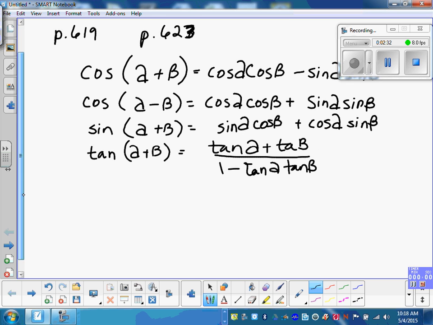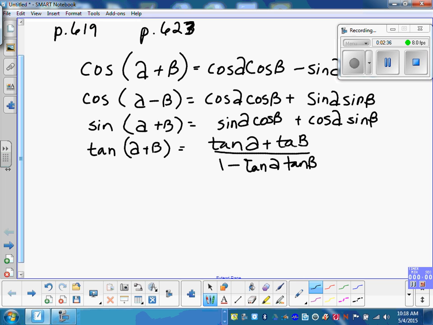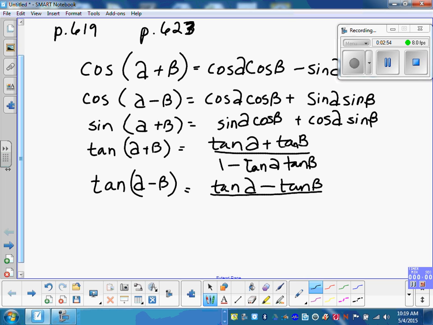And then the last one that we're going to add on our card today is the difference of the tangents. So it's alpha minus beta, and that one is equal to the tangent of alpha minus the tangent of beta, over 1 plus tangent of alpha tangent of beta. So aren't you glad I'm not making you memorize all these and you can use your index card? No, I'm too lazy to start over.